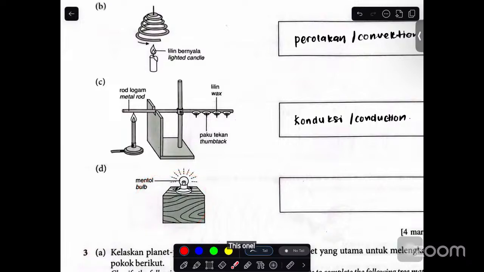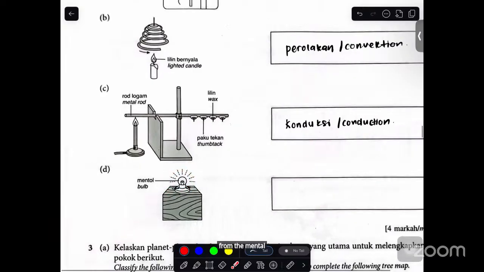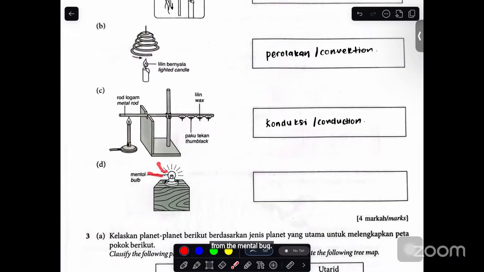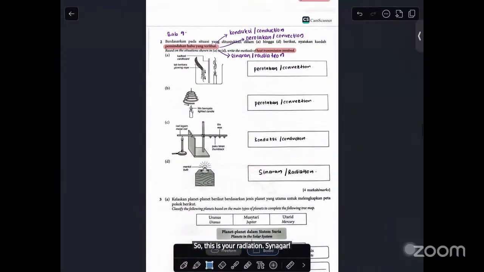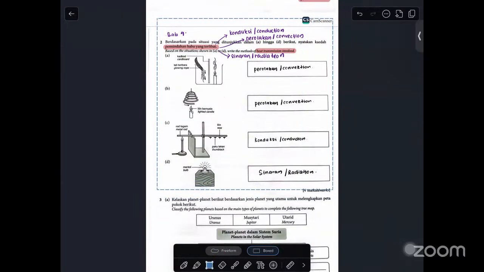Haba. Kita dapat daripada the metal bulb. Exactly. Yang ini adalah sinaran. Sinaran. Can see sinaran. So this is your radiation. Senang je. Okay? Faham?